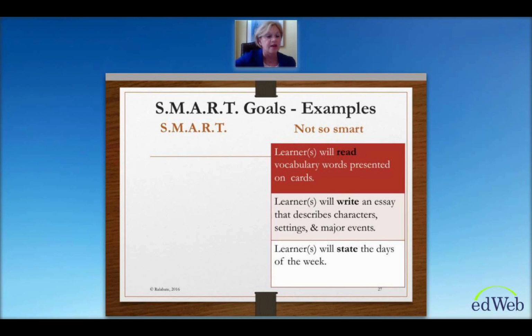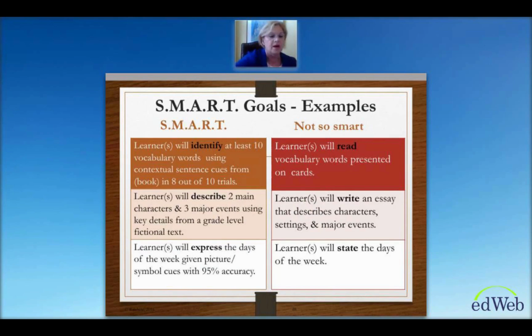Express instead of state. Absolutely. Great. Using the words define, construct. Oh, I love it. You guys are so smart already, right? Well, here are a few of my attempts to make these goals smarter.